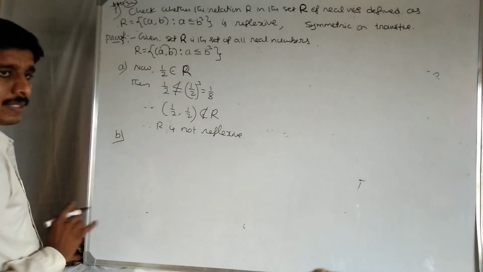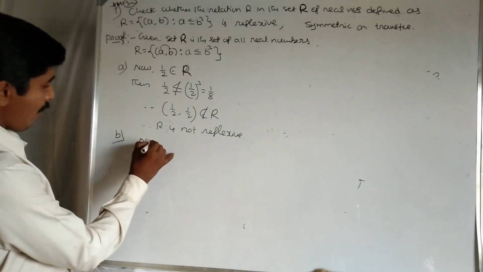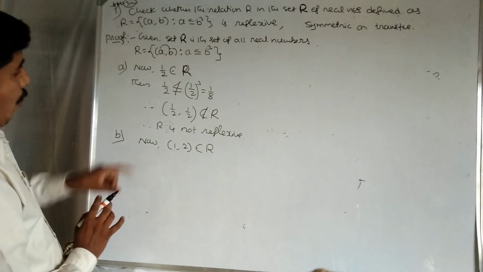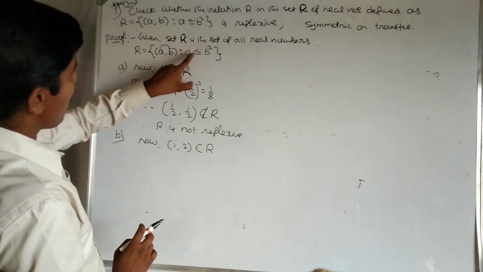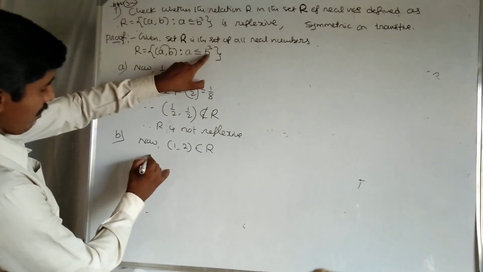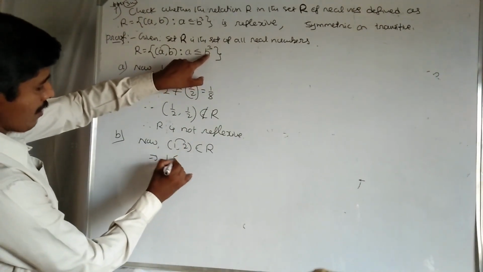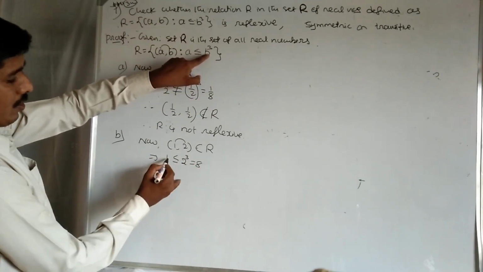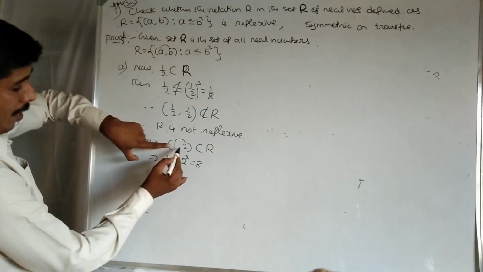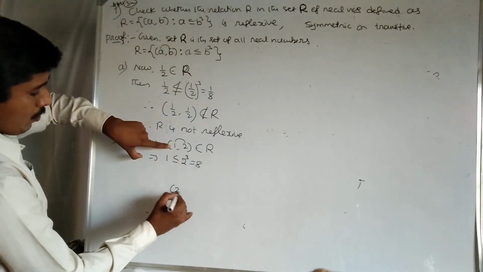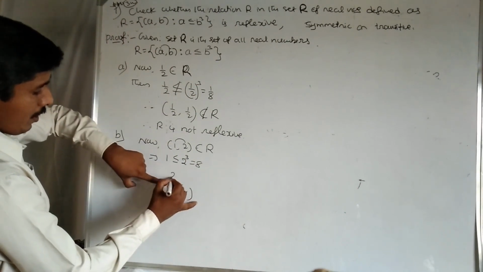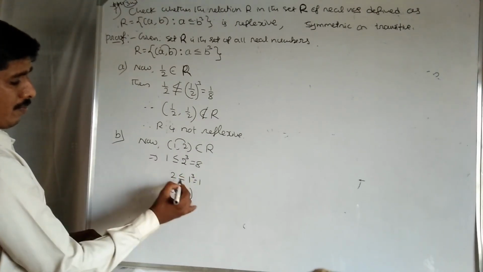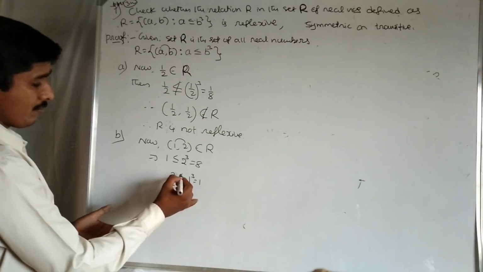Next, symmetric. Take (1, 2), which belongs to the relation. The first element 1 is less than or equal to the cube of the second element 2, which is 8, so 1 is less than 8. Now interchange 1 and 2 to get (2, 1). The first element 2 should be less than or equal to the cube of the second element 1, which is 1. That is wrong; 2 is greater than 1.